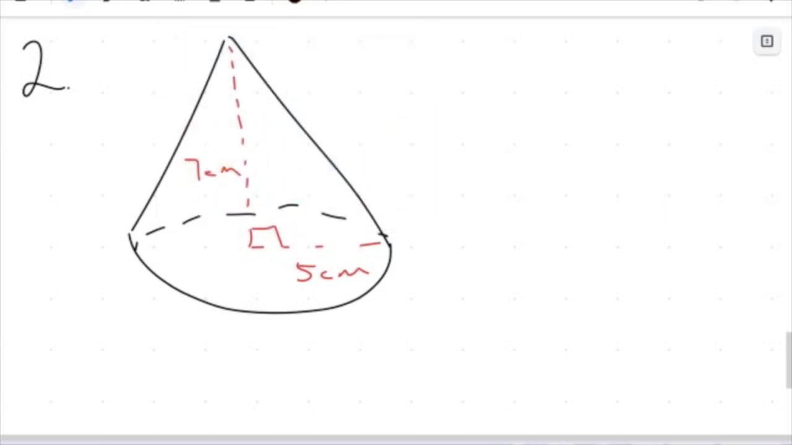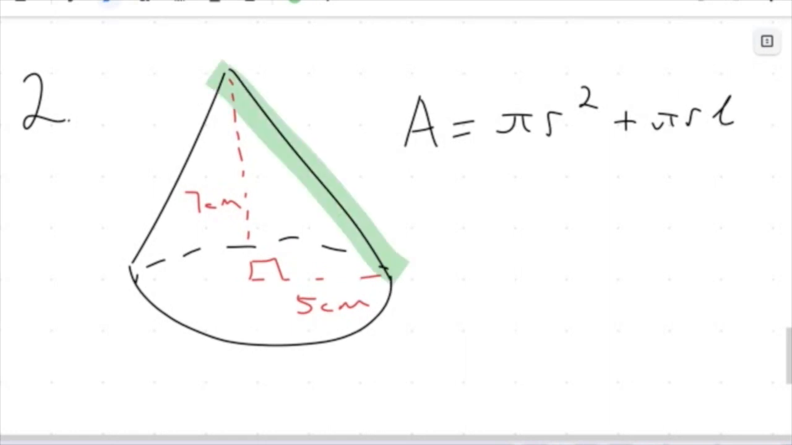Now, we encounter a problem when trying to do something like this, because I have an area of pi r squared plus pi r l. These are my particular values or bits from my formula that I need. So I need to identify these on my shape. Now I have a radius, which I can substitute, but I don't have a slant height yet. So I need to find that. I have an L here, but it's unknown at the moment.